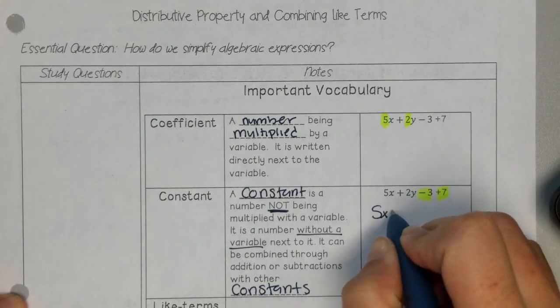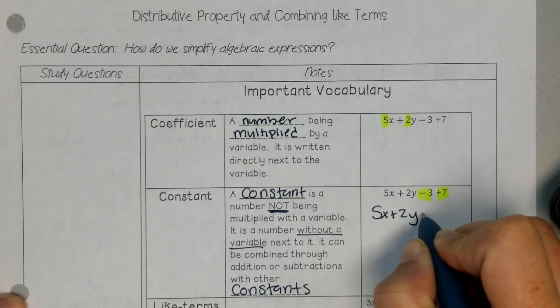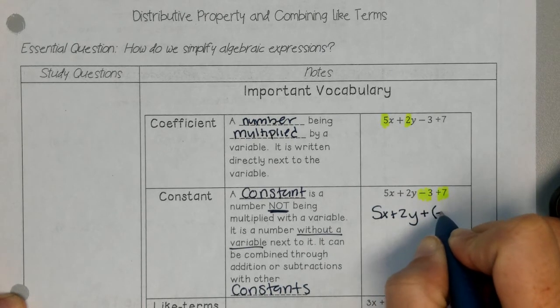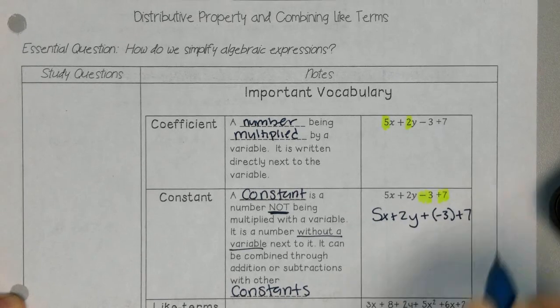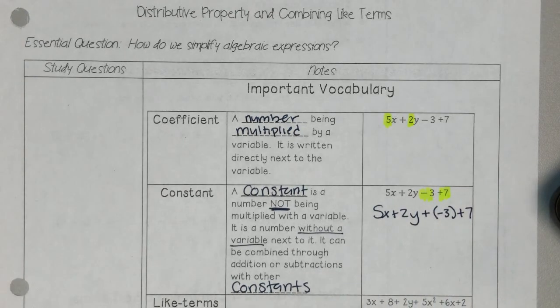Remember, subtracting 3 is the same as adding a -3. So we consider that 3 negative because you're adding a negative. Addition is our most basic operation, so we want to make sure everything is written in terms of addition.